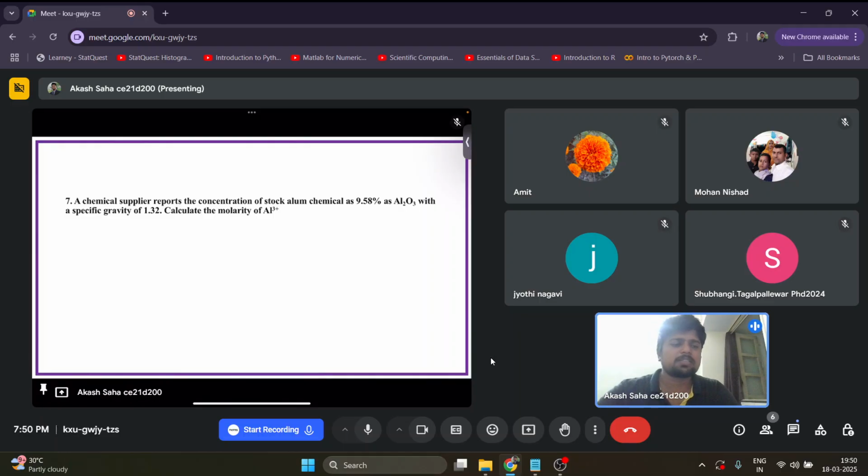There are different ways in which we can represent any chemical or compound. Sometimes we represent in terms of ions like Al3+. Sometimes in terms of compound, as Al2O3 or alum or some hydrated compounds. In any form, we should be able to calculate the molarity or concentration of that particular species. Here they have given that alum is reported as 9.58% as Al2O3. Now you have to tell me what is the molarity of Al3+. Think about how we will solve this problem. Any idea?